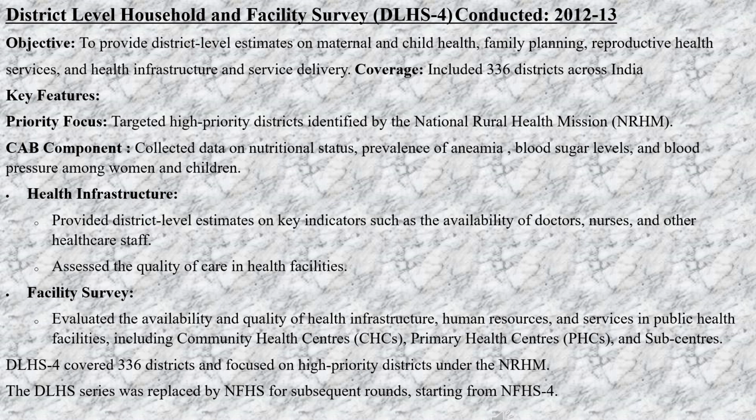Health infrastructure. Provided district-level estimates on key indicators such as the availability of doctors, nurses, and other healthcare staff. Assess the quality of care in health facilities. Facility survey. Evaluated the availability and quality of health infrastructure, human resources, and services in public health facilities, including community health centers, CHCs, primary health centers, PHCs, and subcenters. DLHS 4 covered 336 districts and focused on high-priority districts under the NRHM. The DLHS series was replaced by NFHS for subsequent rounds, starting from NFHS 4.